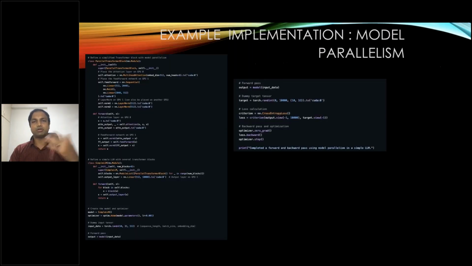So parallelism is a concept that you can apply. There is an example implementation, as usual, so you can go and look at my GitHub. The link will be shared.